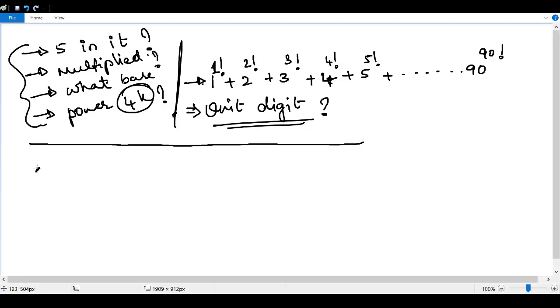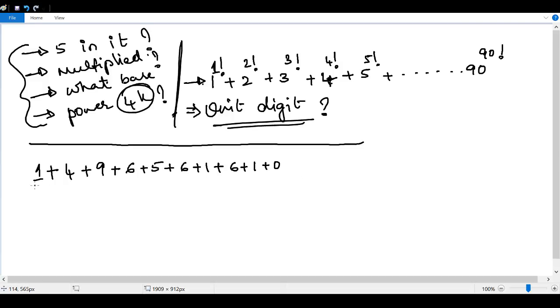1 power 1 factorial gives me 1. 2 power 2 factorial is 4, unit digit. 3 power 3 factorial is 9. 4 power 4 factorial, because 4 power 4 is even, 4 power even gives me 6. 5 will always give me 5, 6 will always give me 6, 7 will now give me 1, 8 will now give me 6, 9 will now give me 1, and 10 anyway gives me 0.